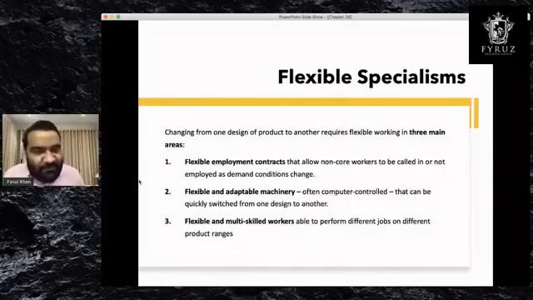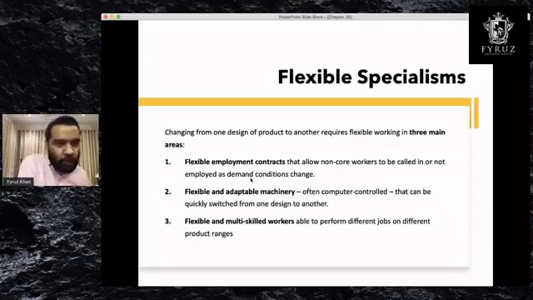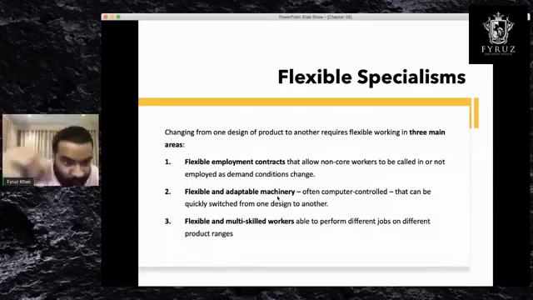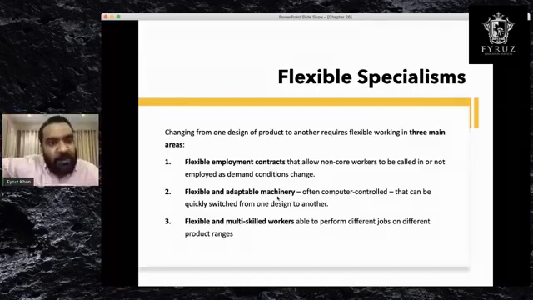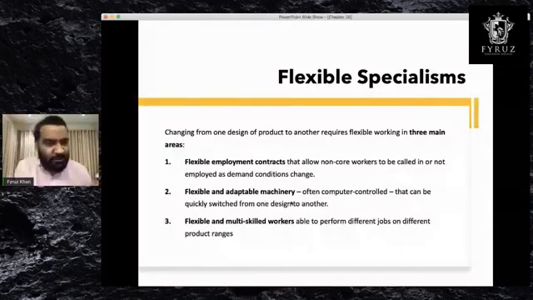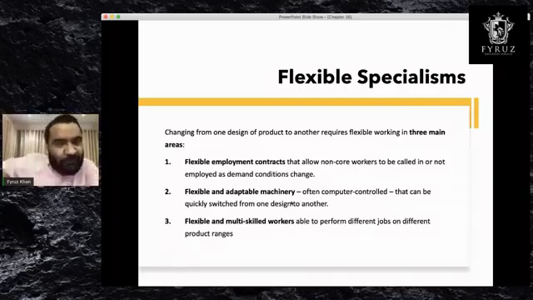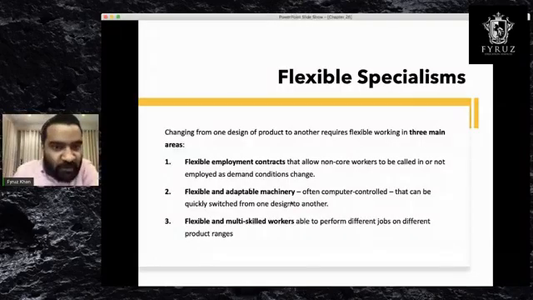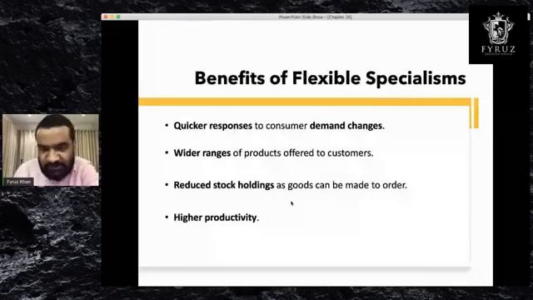For flexible specialism, you need flexible employment contracts: people who can work on multiple things, people who have multiple skills. You also need flexible and adaptable machinery which can make different kinds of products. If you want to make different kinds of products for customers, you need machines that can make black jeans, blue jeans, and also green jeans. And you need people with different skills because they should be able to work with different colors and different fits. So that's flexible specialism.